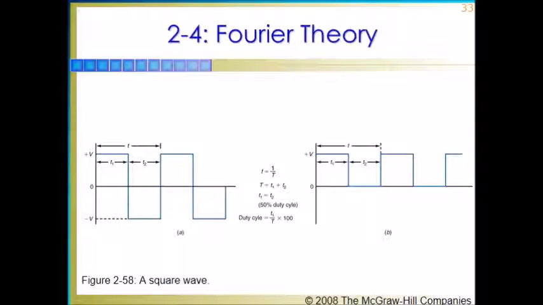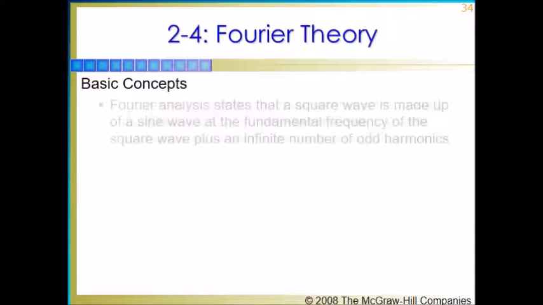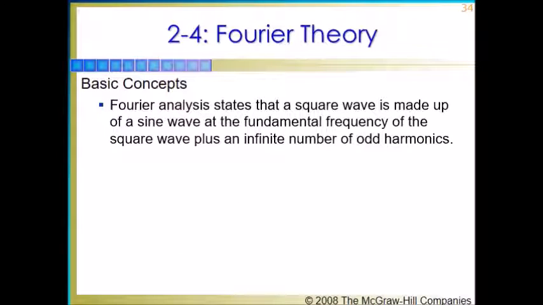Another way of saying this is that the square wave has a 50% duty cycle D, the ratio of the duration of the positive alternation T1 to the period capital T expressed as a percentage. D is equal to T1 over capital T times 100. Fourier analysis tells us that a square wave is made up of a sine wave at the fundamental frequency of the square wave plus an infinite number of odd harmonics.